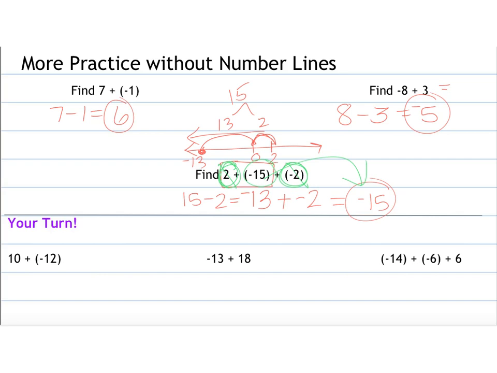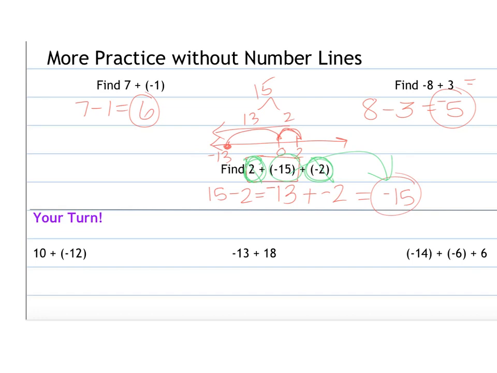All right, next. Let's move that over. Negative 12 plus 10, sorry. So 12 minus 10 is 2. There's more negatives, so negative 2. Negative 13 plus 18, so 18 minus 13 is 5. There's more positives than negatives, so 5 is our answer.